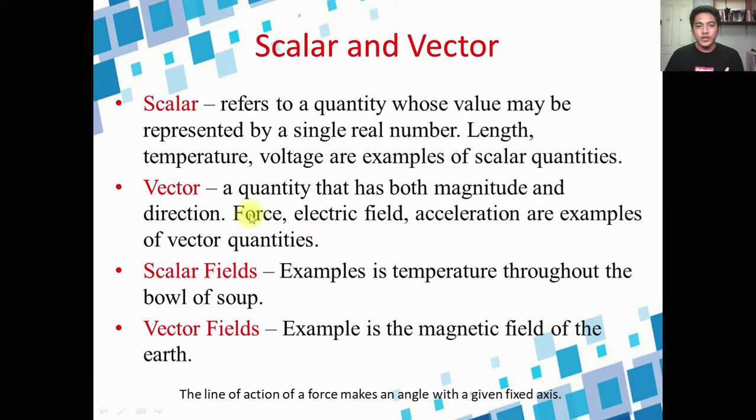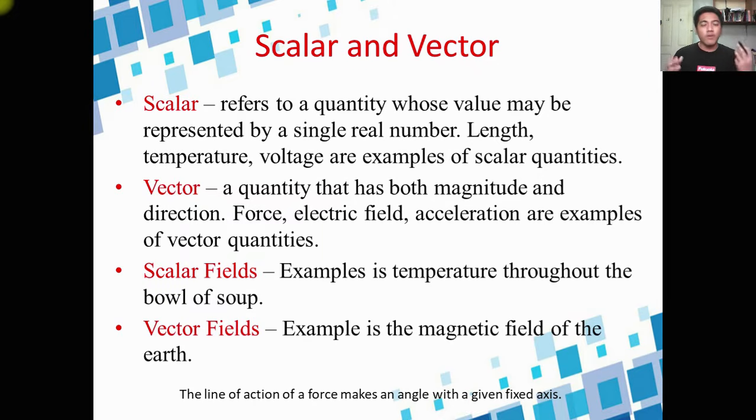But for vectors, we have the force, acceleration due to gravity, which is always going down. Electric field, for a positive charge, always emanates outward, and for a negative charge, emanates inward. Those are examples of vector quantities, which have both magnitude and direction.